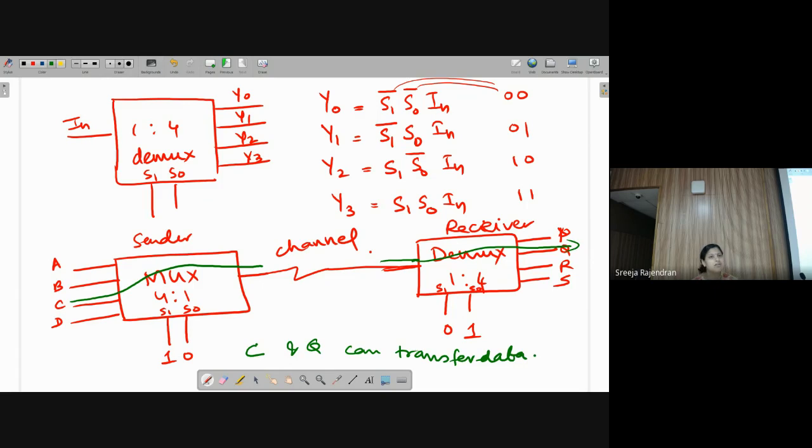So in communication, largely to transfer data, we have both these components used. At the sender end, we will have a multiplexer, and at the receiver end, we will have a demultiplexer. So that's about it for the demultiplexer, because it's always used in conjunction with a multiplexer in data communication. In the multiplexer, the larger focus is on how you implement different things using mux trees and so on.